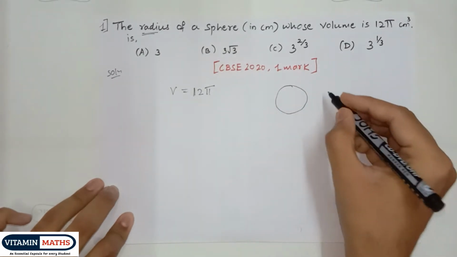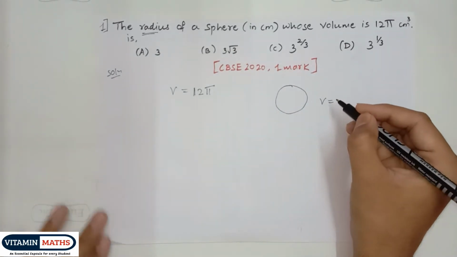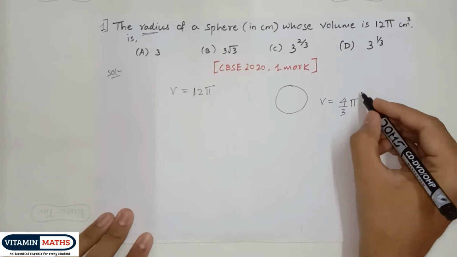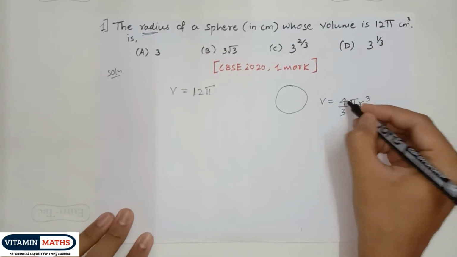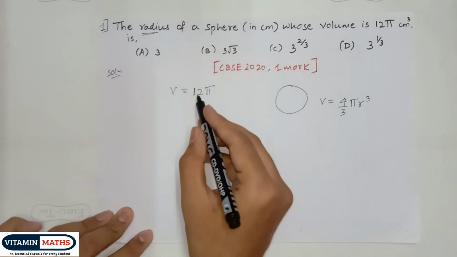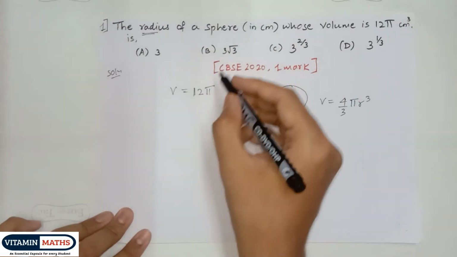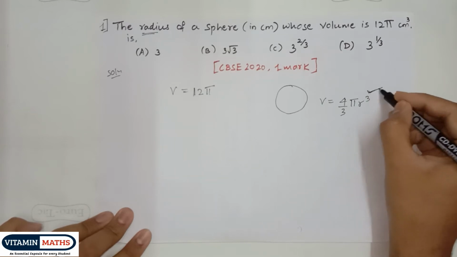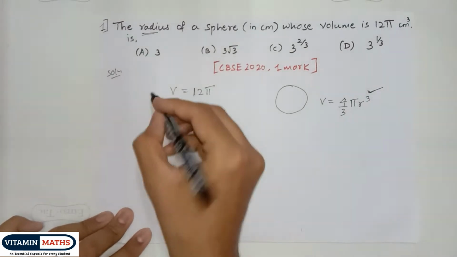The volume formula for a sphere is 4 by 3 pi r cube. So volume is given as 12 pi, and we have to find the radius. The only unknown here is the radius. So let us put it here.